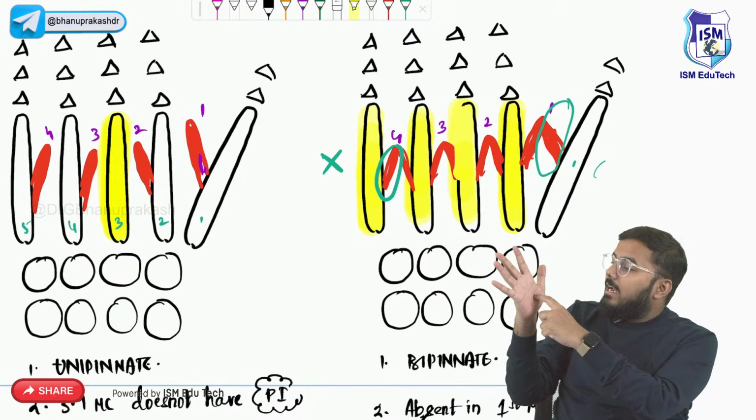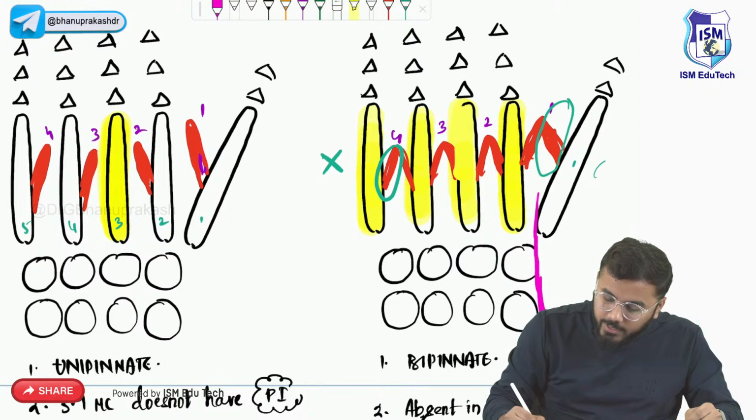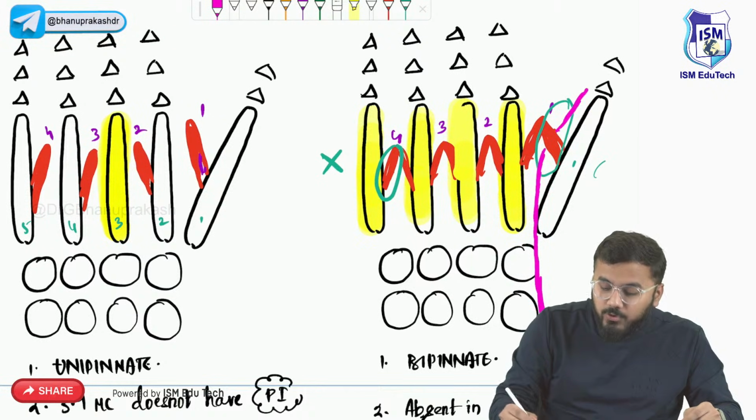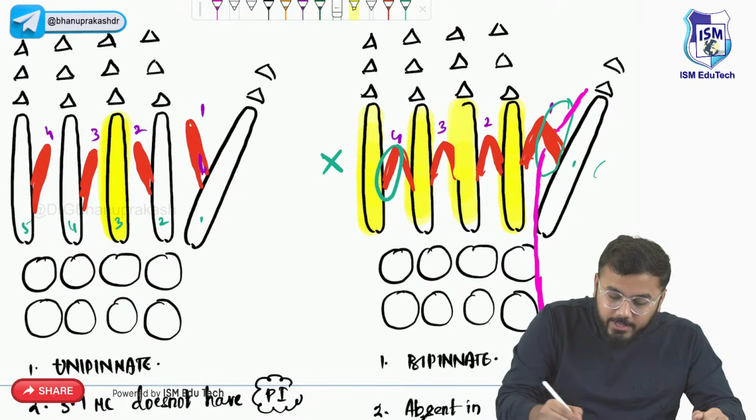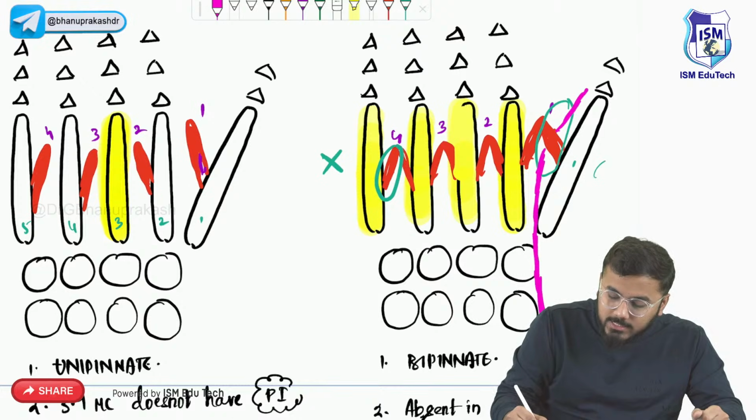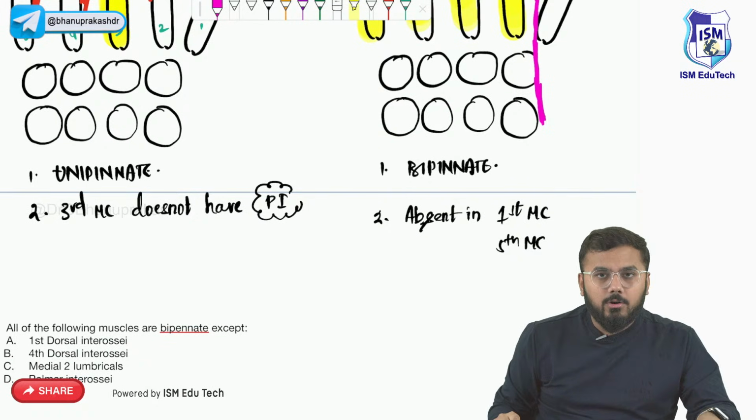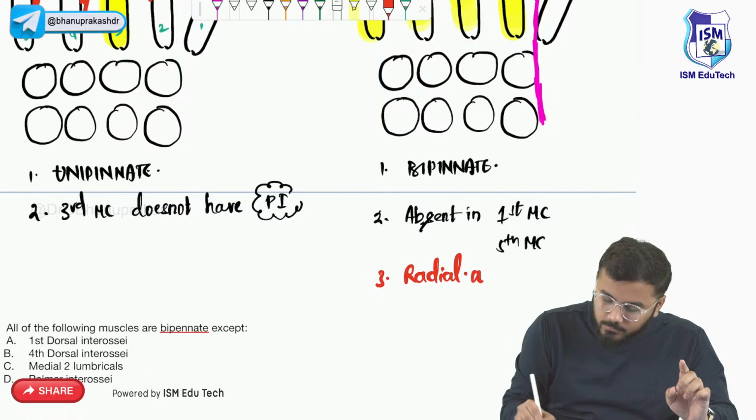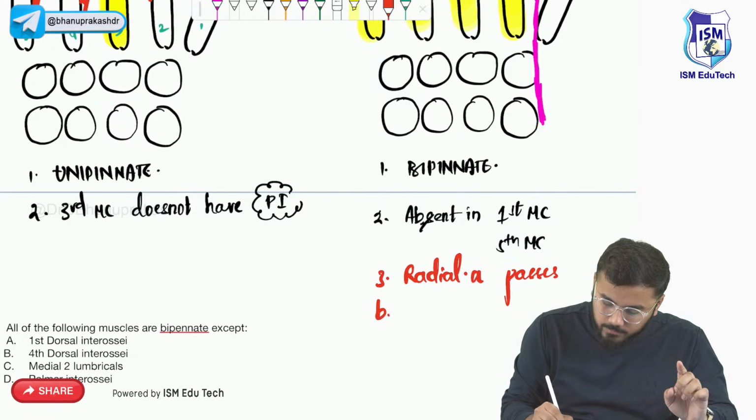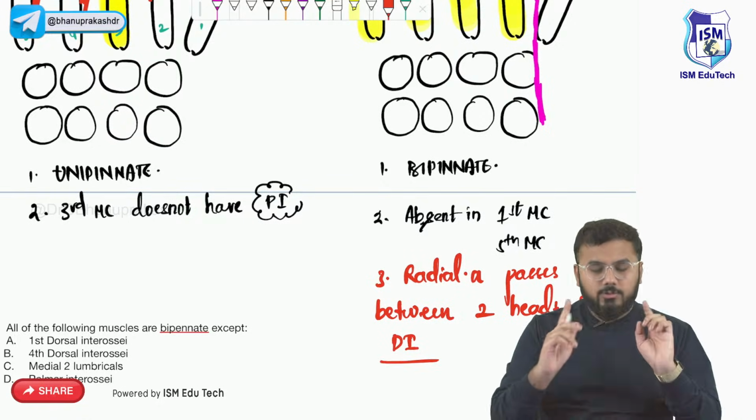So exactly this radial artery is passing between what? Look here now. This is the radial artery which is coming all the way, and this radial artery is passing between the two heads of dorsal interossei, right? So where is this artery going? Radial artery is passing between the two heads of dorsal interossei. Keep this thing in mind. So what is the important thing? Radial artery passes between two heads of dorsal interossei.